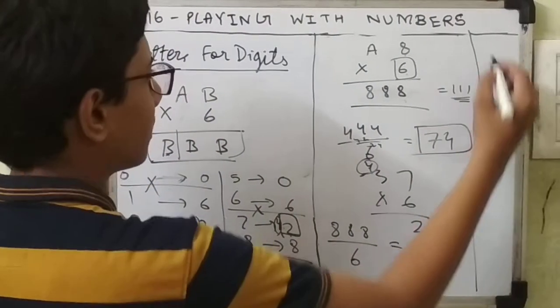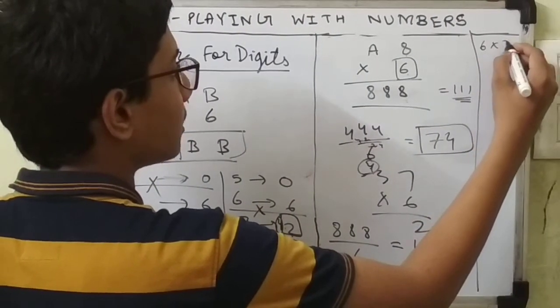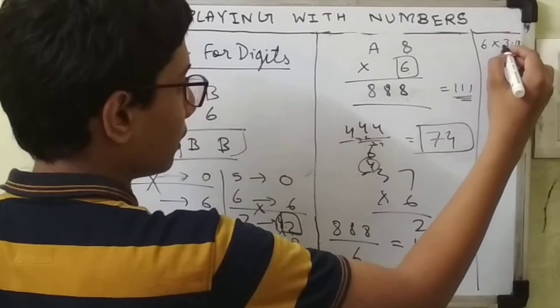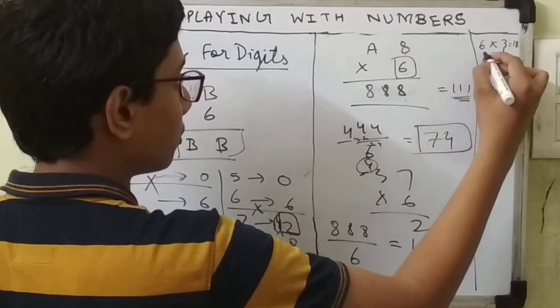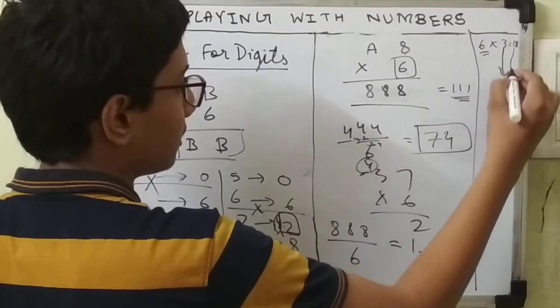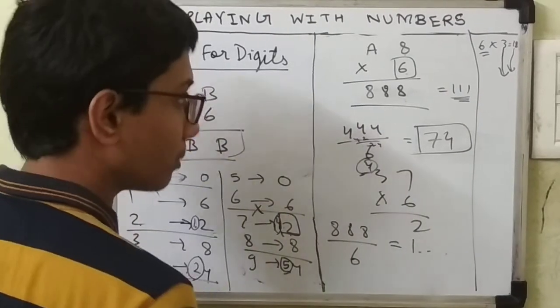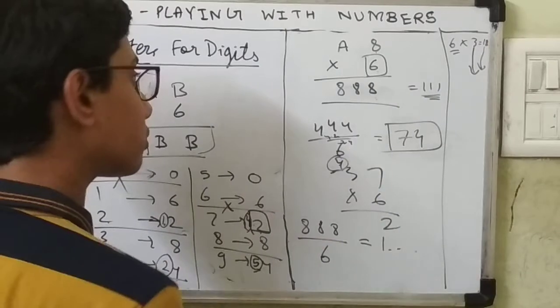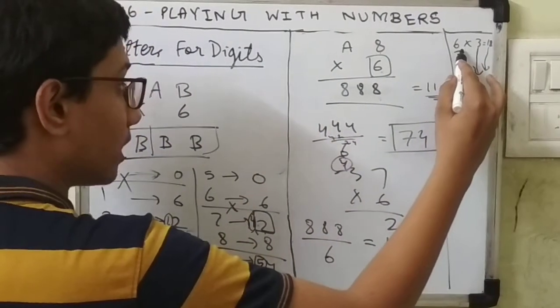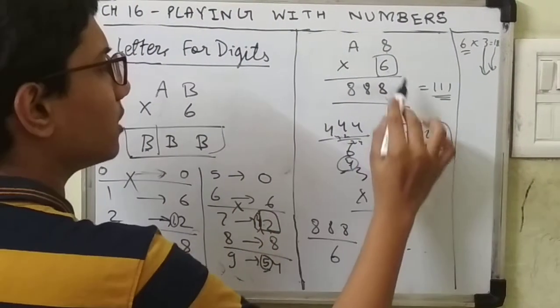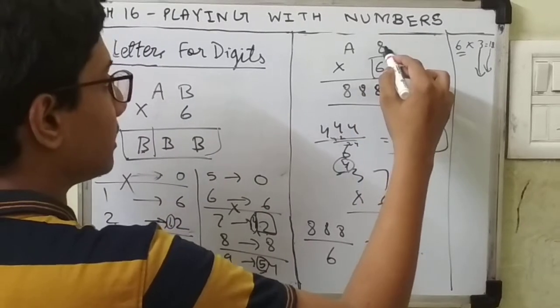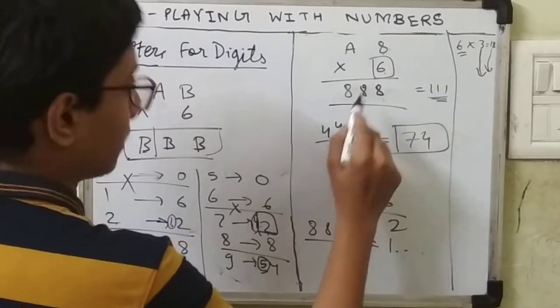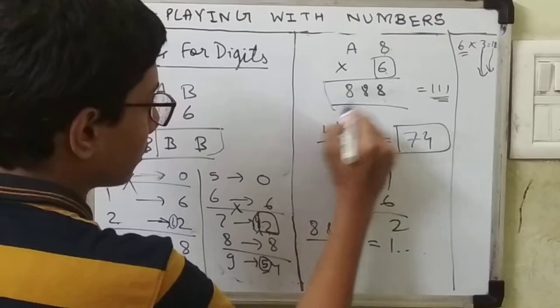For example, 6 times 3 is 18. If you increase this number and keep the other number constant, will the result be increased or decreased? It will also increase. That means if you increase one number, the product will also increase, given that the other number is constant. Here also the same condition. This number is constant, you are only changing this number.